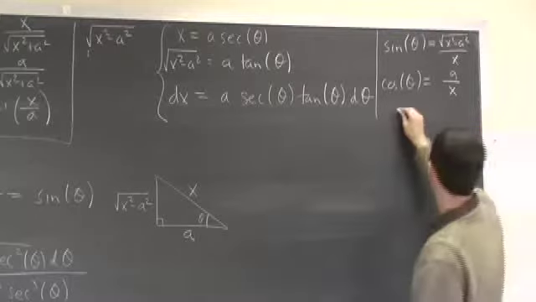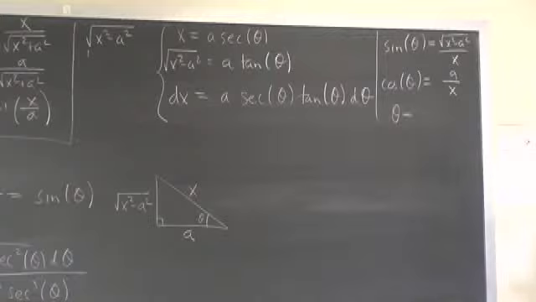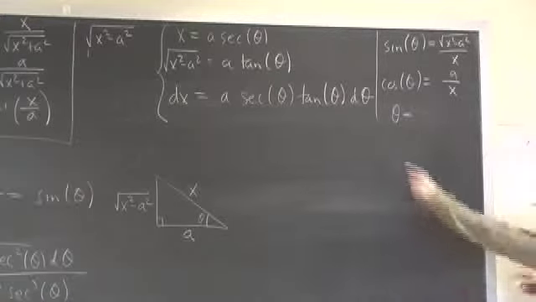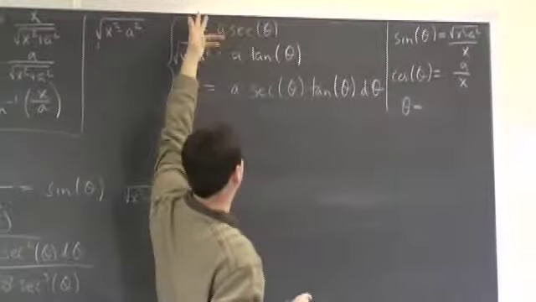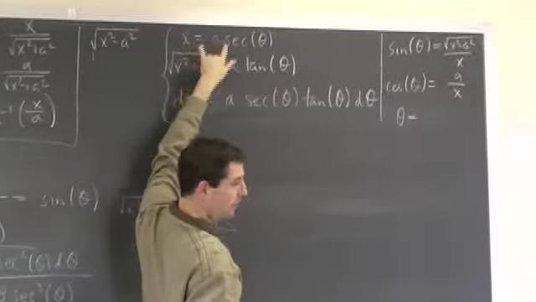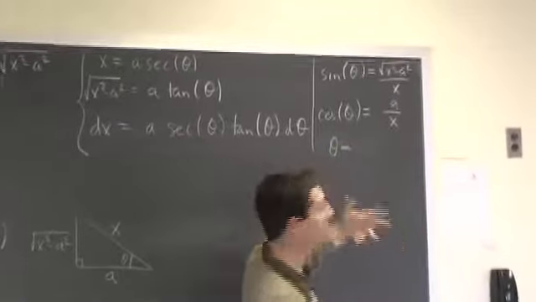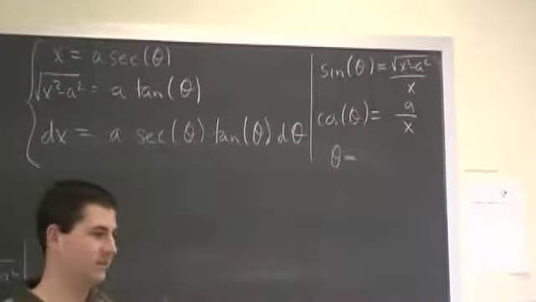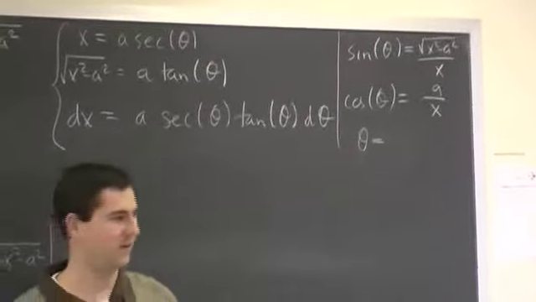And if we want theta, well, there's a couple of easy choices, right? Secant is x over a, so theta could be the arc secant of x over a. Cosine is a over x, so theta could be the arc cosine of a over x. Six of one, half a dozen of the other, right?